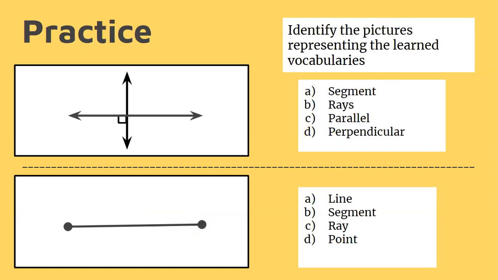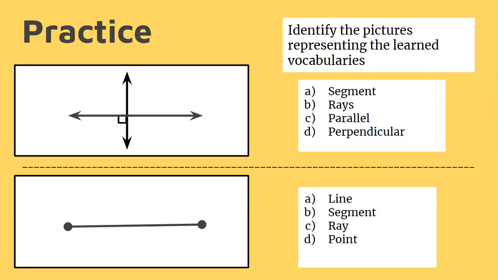All right, so the first image we have is two lines intersecting with a square between one of the angles. And then the options we have are A, segment, B, rays, C, parallel, or D, perpendicular. The next image we have is two dots that are being connected by a line. So press pause and then come back once you have the answer. All right? 3, 2, 1, pause.